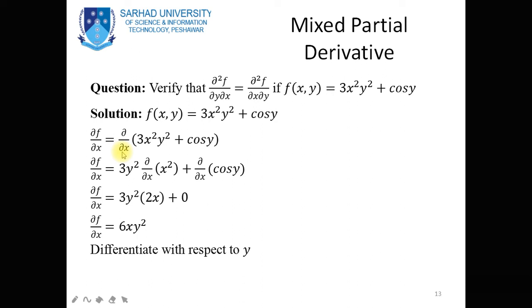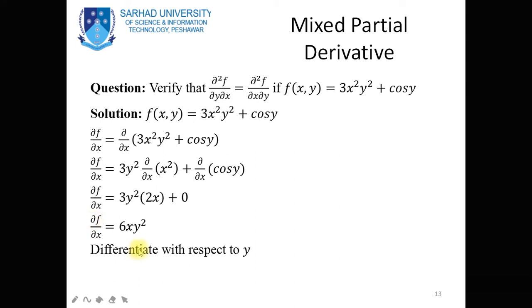So with respect to x, this is the given function. If the function f of x and y is equal to 3x square into y square plus cos y, the derivative of this function with respect to x is equal to 3y square, which is a constant, and the derivative of x square with respect to x by using the power rule is 2x, and the derivative of cos y with respect to x is 0. So we obtain 2 times 3 is 6 into x into y square, the partial derivative of the function with respect to x.